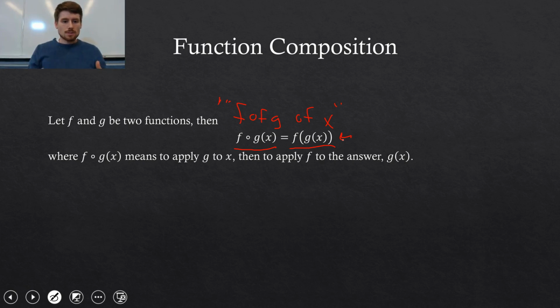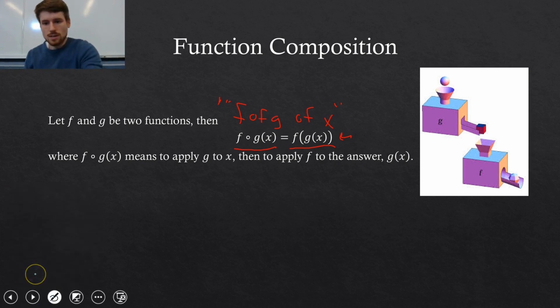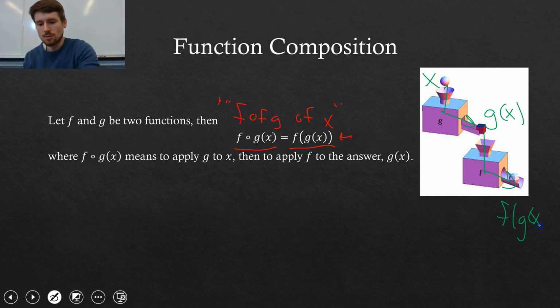So what happens first to x? X is an input. Well, x goes into the g machine because that's what's inside. So here's your input x, going into the g machine. It comes out, and the answer to that is g of x. And then that g of x answer goes into the f machine, and the f machine is going to spit out f of g of x. So that's the ultimate answer, f of g of x. Okay? So it's just taking one function and then plugging that into another function.